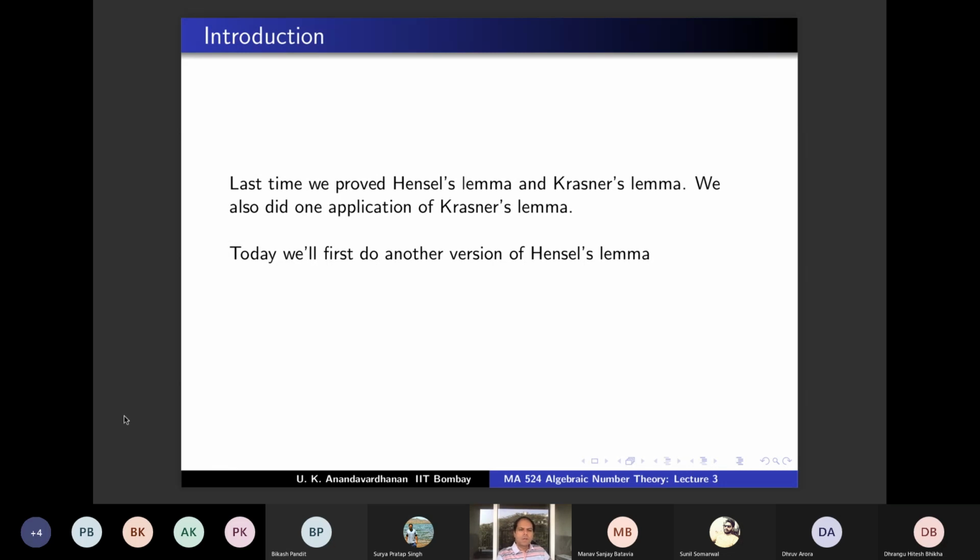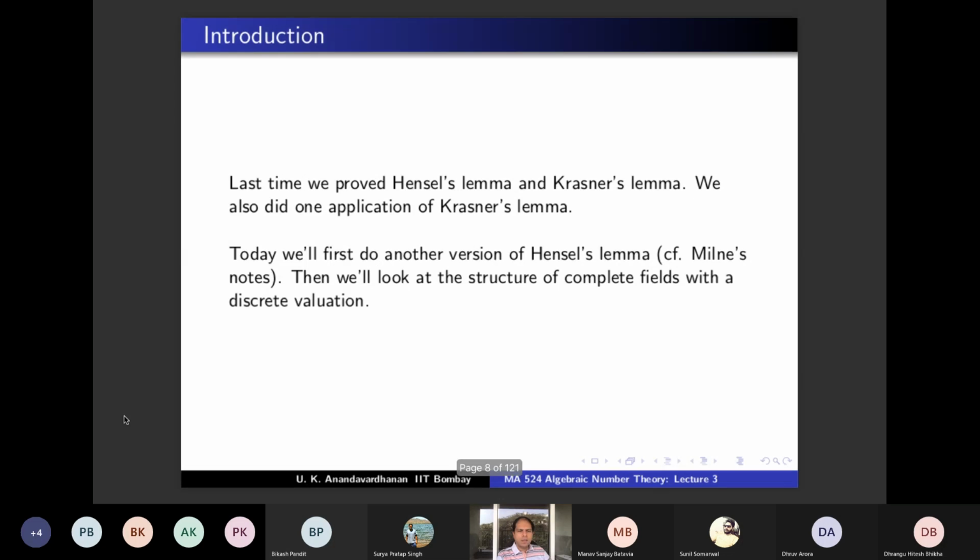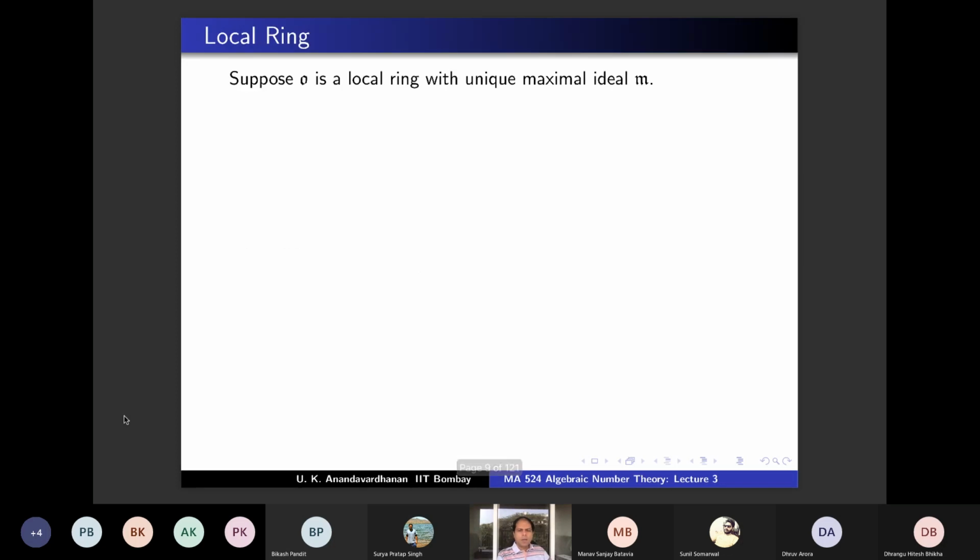So today we will first do another version of Hensel's lemma, and this is not from Lang. This version I have taken from Milne's notes, and then we will look at the structure of complete fields. But I will do one more assumption. Up to now, I did not assume that valuation has to be discrete. We will assume that. So we will start looking at the structure of complete fields with a discrete valuation. So first, let's do this other version of Hensel's lemma.